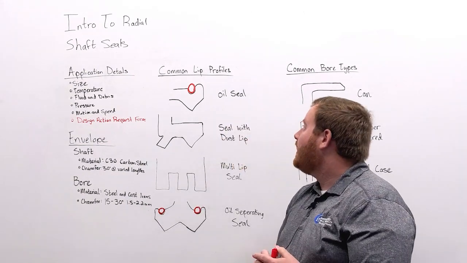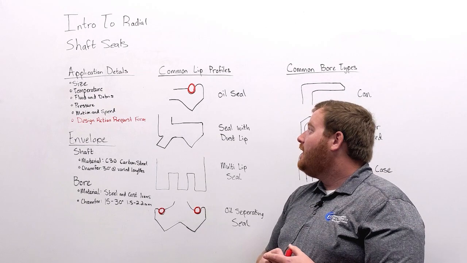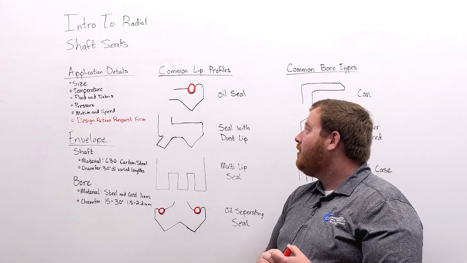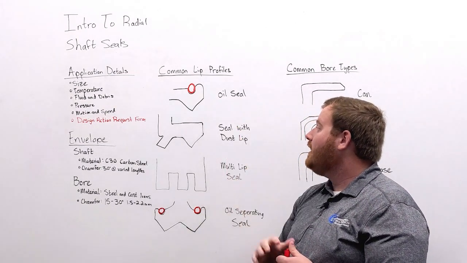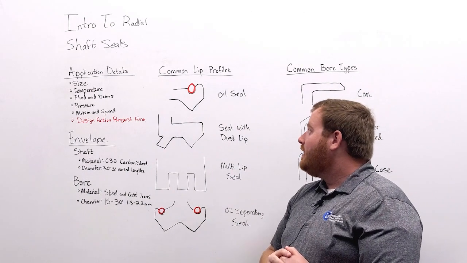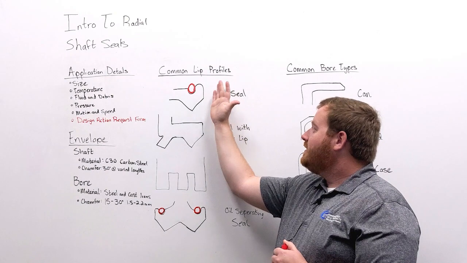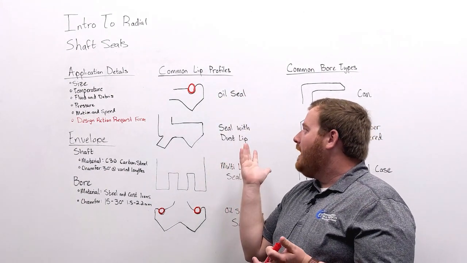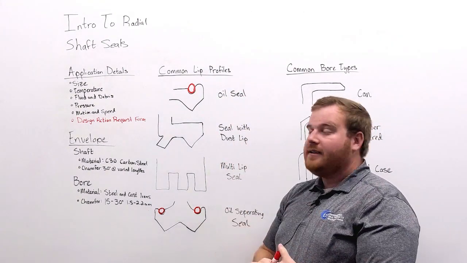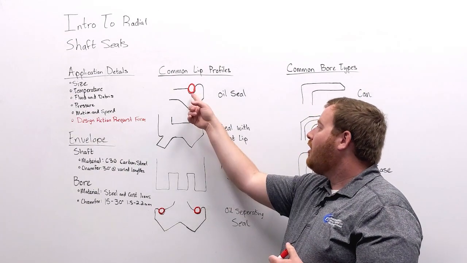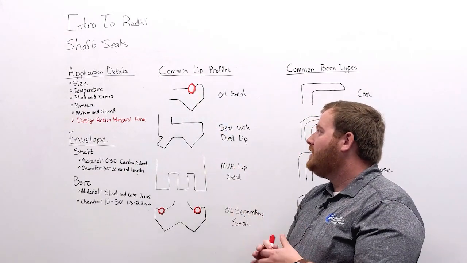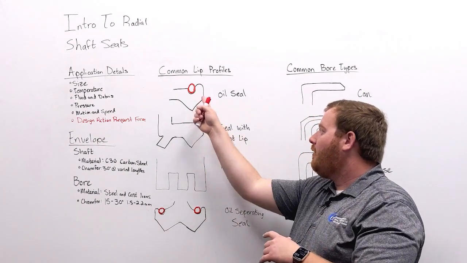Let's kind of move on to common lip profiles. The most used common lip profile is going to be your oil seal right here. Specifically, it's used to try to keep oil on this side of the system, and you don't want oil to leak out of the system. So it's utilizing this garter spring here to just kind of help push down on the shaft.